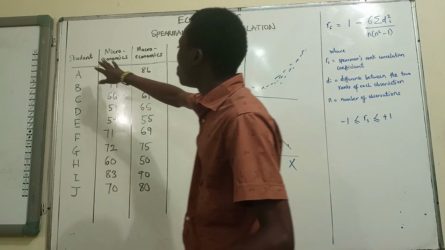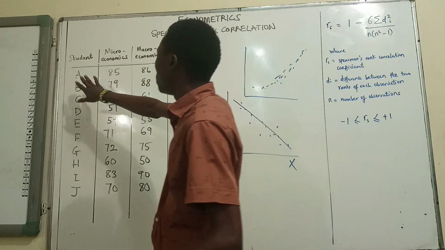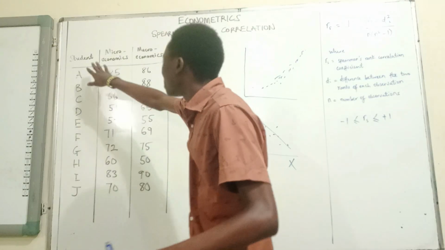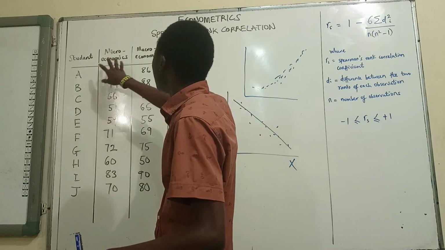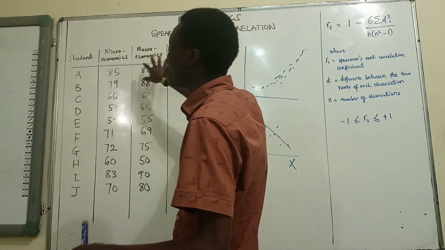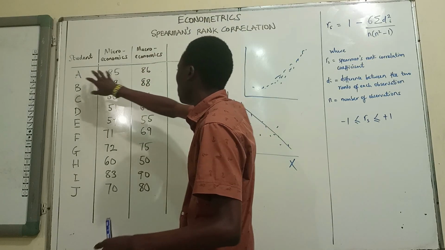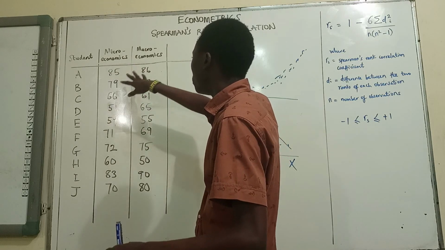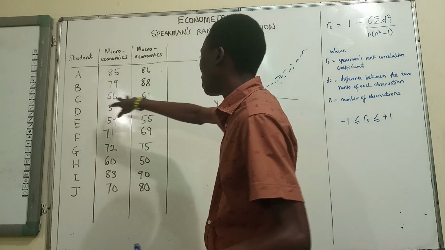Here we have a list of students, their observations. So students can just be like Ade, Bola, whatever. So just the names of the students. I just use A just to save space. And we're looking at their performance in two courses, Microeconomics and Macroeconomics. So for student A, he had 85, let's say over 100 in micro and 86 in macro. B had this score, C had this score.